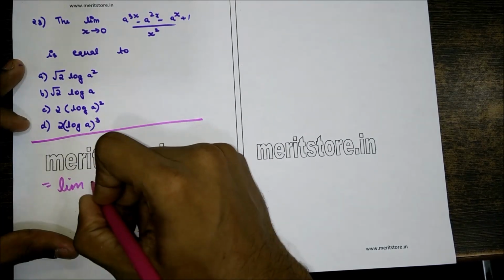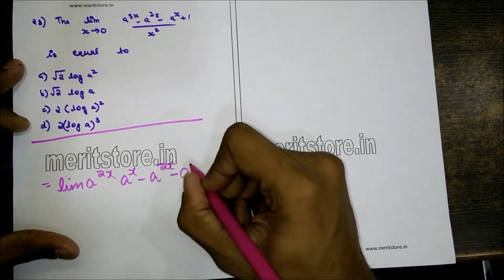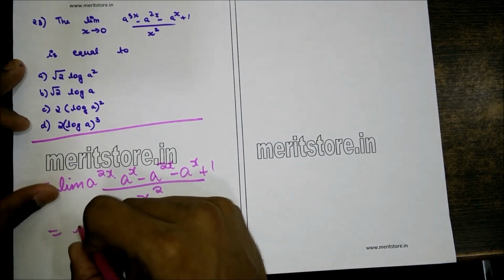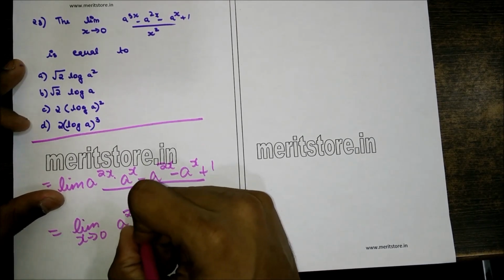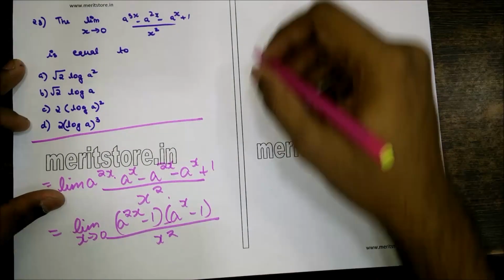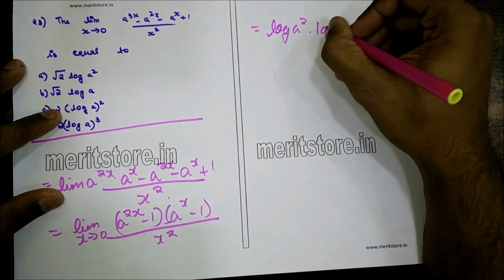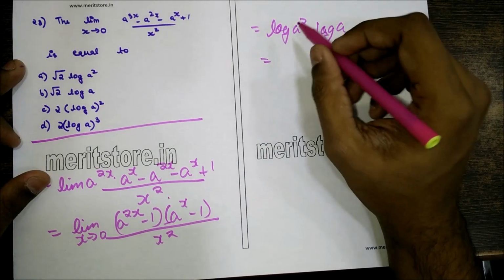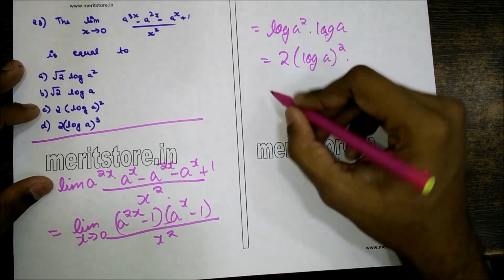limit of a raised to 2x into a raised to x minus a raised to 2x minus a raised to x plus 1 upon x square, and we can group it as limit of x tends to 0, (a raised to 2x minus 1) into (a raised to x minus 1) upon x square. Now that is log a square into log a, and we can apply the limits x tends to 0 to get this, which gives us 2 log a square, which is option C.